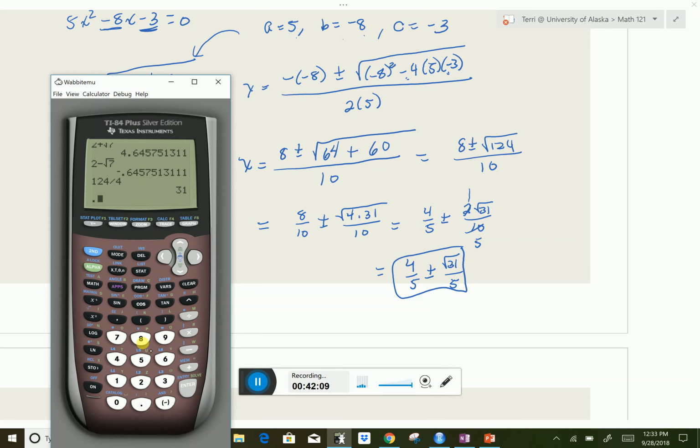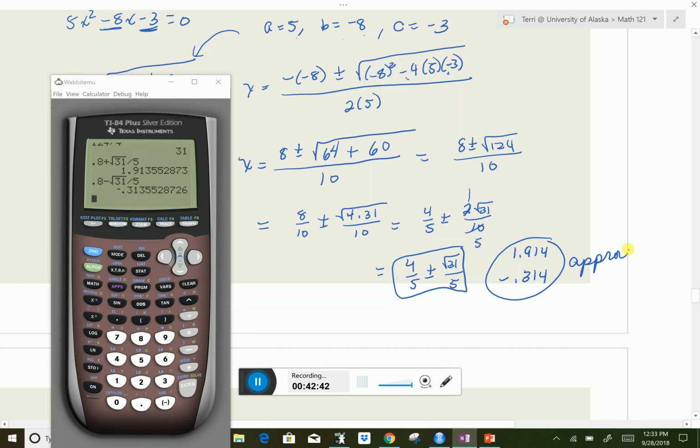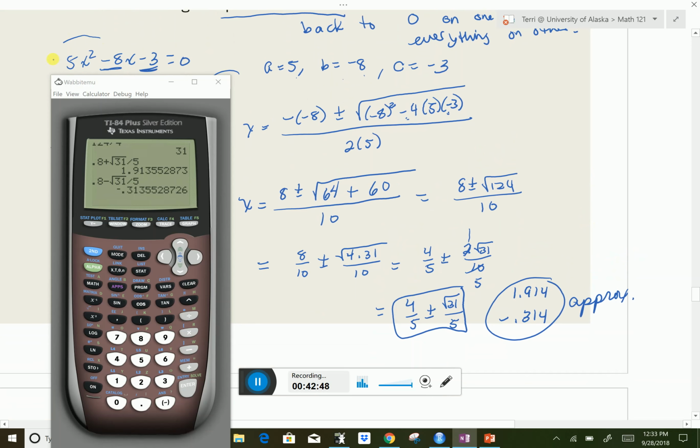I could write it out. I could approximate it, 0.8 plus root 31 over 5, 1.914, or minus, negative 0.314. So here's my approximations. But you know what? If I wanted to get approximations, I could have just put this thing in the calculator in the first place, and I could have gotten approximations.